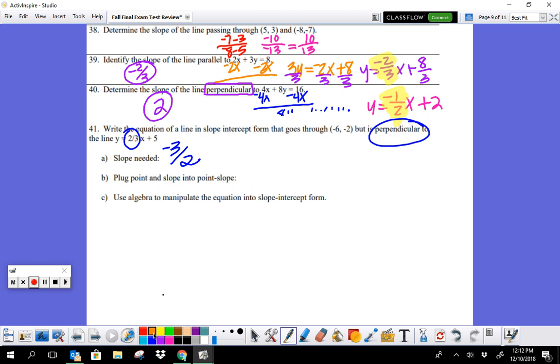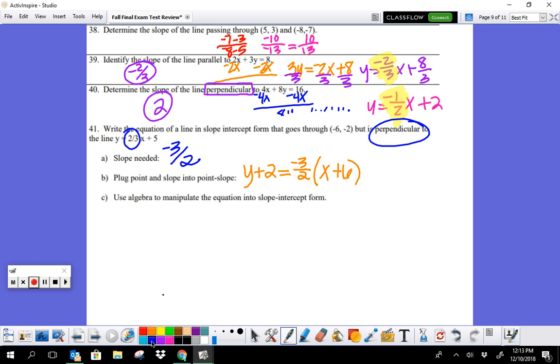B says plug the point and slope into point slope. You do need to know point slope. So this is going to be y minus y1. So y minus a negative 2, that's going to change to plus 2, equals my slope, which is negative 3 over 2, and then x minus my x value, which is negative 6. So that's going to change to plus 6.